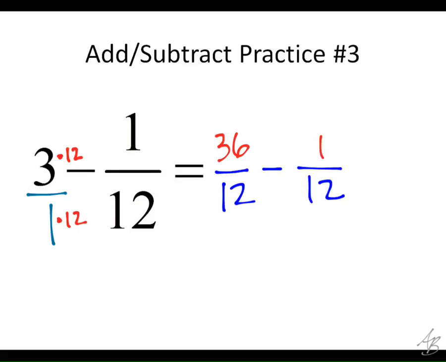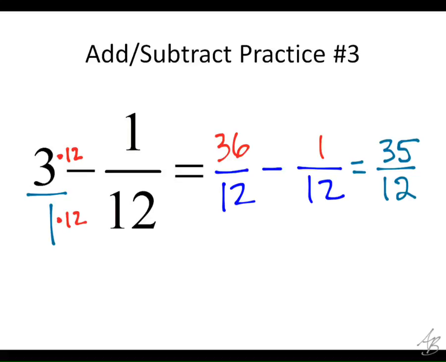Since one's positive, one's negative, are we going to add or subtract? We're going to subtract. What's 36 minus 1? 35. And on the bottom, what are we going to do with the denominators? Keep them the same, right? Denominator stays the same when we add and subtract. Now, the next question is, can I simplify? Is there anything that goes into 35 that also goes into 12? No. The numbers that go into 35 would be 5, 7, and 35. And 5 and 7 and 35, none of those go into 12, so we can't simplify that.